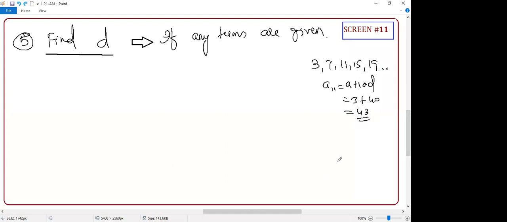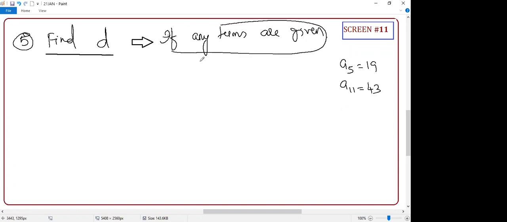I'm directly giving you, find D. Just note it down. The 5th term is 19, and the 11th term is 43. Guys, don't worry, don't imagine that. I'm just giving you in a sequence: the 5th term is 19, the 11th term is 43. How will you find the common difference?